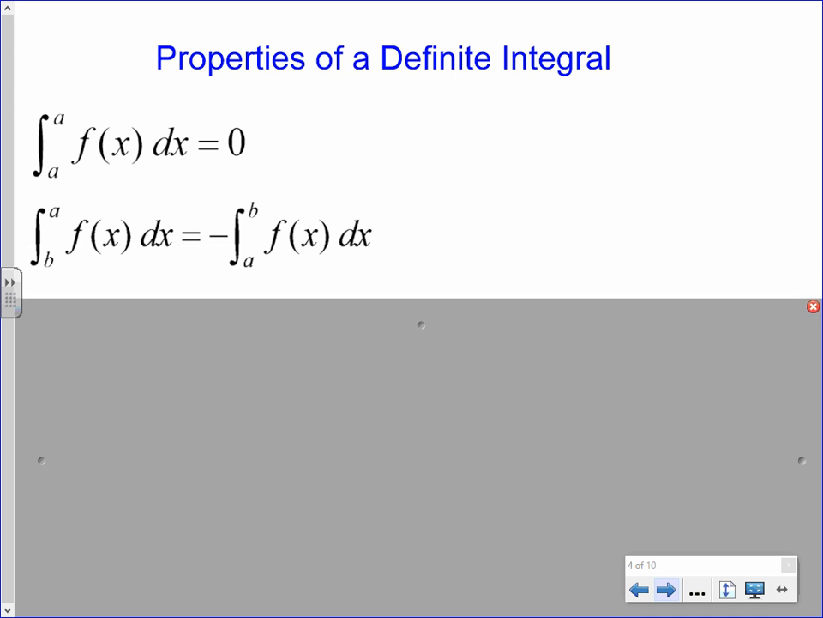The integral from A to B is the opposite of the integral from B to A. Kind of like working backwards.